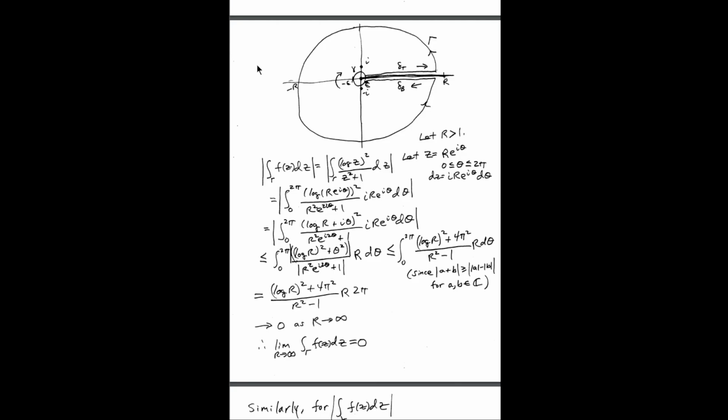Okay, since we have a log z here, we're going to have a branch point at z equals 0, of course. And we're going to choose our branch cut to be the non-negative real axis. In other words, 0 is less than or equal to x is less than infinity will be our branch cut. Okay, let's continue. Well, I made a picture here of the path we're going to use.